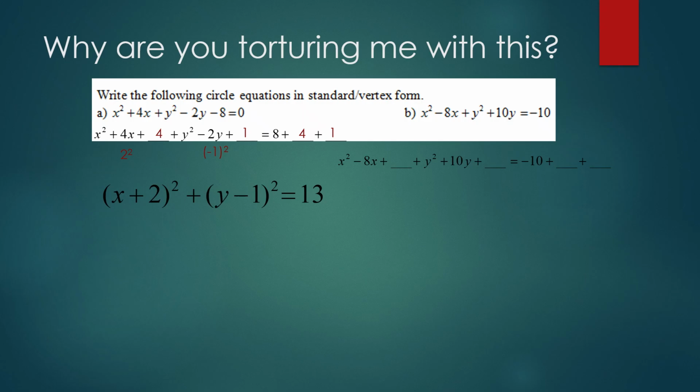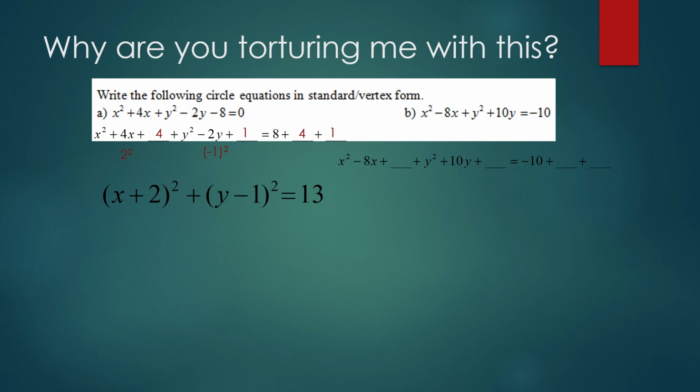Okay. For the next one, it's already nice because you have that -10 over to the other side, and your x's and your y's are kind of already grouped for you. So you just need to make sure you have those spaces in there. If there's 2 spaces on the left side, make sure that there's 2 spaces on the right side.